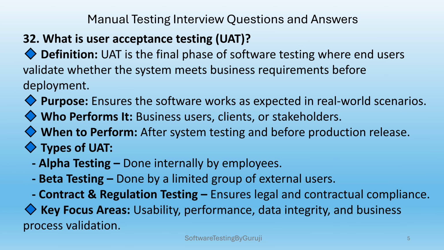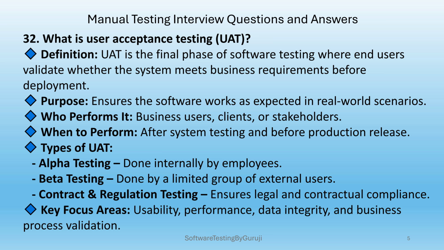What is user acceptance testing, nothing but UAT? Definition: UAT is the final phase of software testing where end users validate whether the system meets business requirements before deployment. Purpose: ensure the software works as expected in real world scenarios. Who performs it? Business users, clients or stakeholders. When to perform: after system testing and before production release.